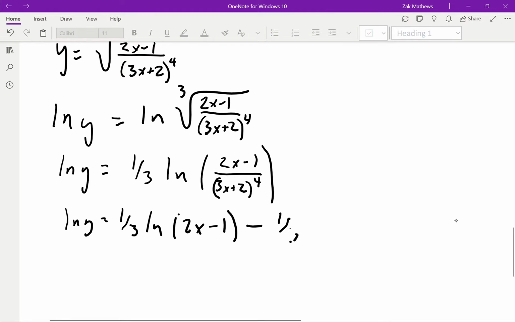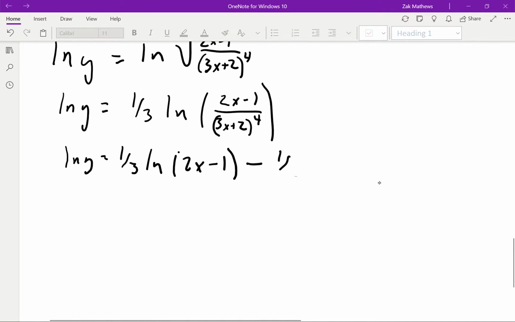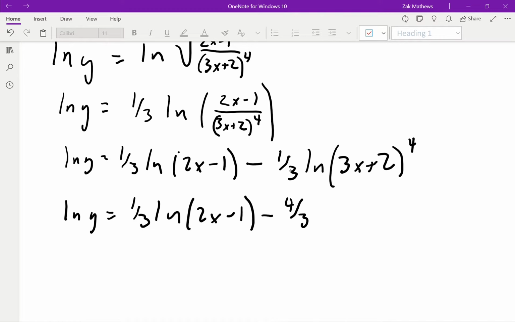Let's see if I can get my pen to write in this area. It's not responding. There we go. 1/3 times the natural log of (3x plus 2) to the fourth. And then that exponent can now be brought to the front. So we'd have the natural log of y equals 1/3 natural log of 2x minus 1 minus 4/3 natural log of 3x plus 2. So this does require our remembering the rules of logarithms. We have to remember our power rules, our product rules, and our quotient rules for logarithms.